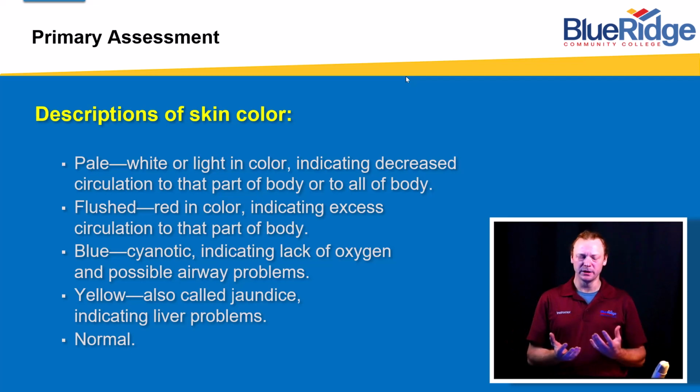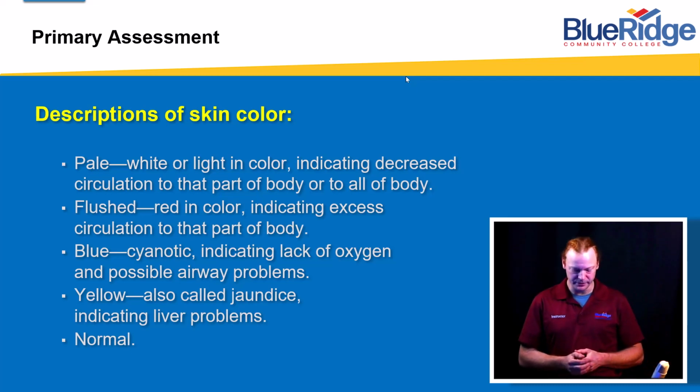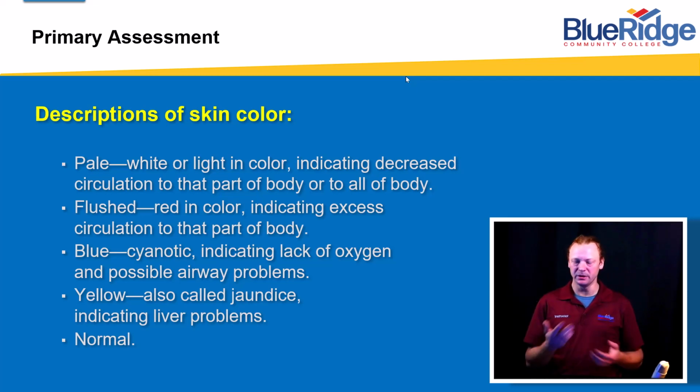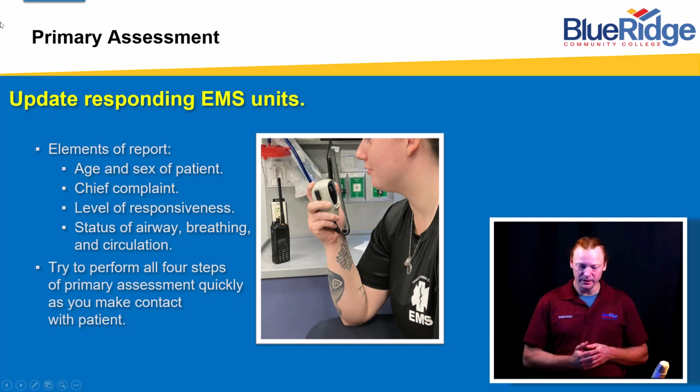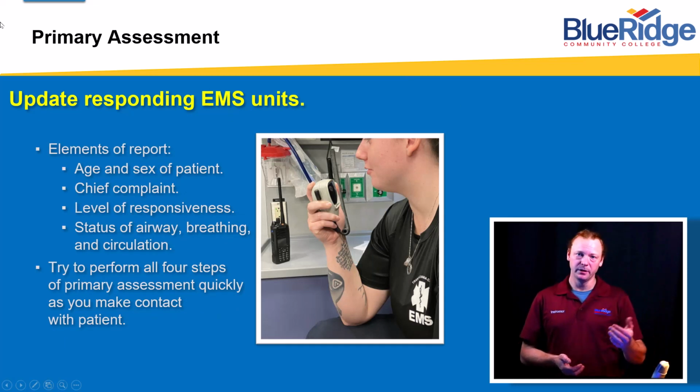Flushed is more red in color. This indicates excessive circulation in that part of the body. Blue, or cyanosis, that you'll commonly hear referred to, indicates lack of oxygen and possible airway problems. And then yellow, also called jaundice, typically indicates liver problems. And then of course you have normal pink coloration of the skin. Okay, it's important once we get on scene that we perform our primary and our secondary assessments.